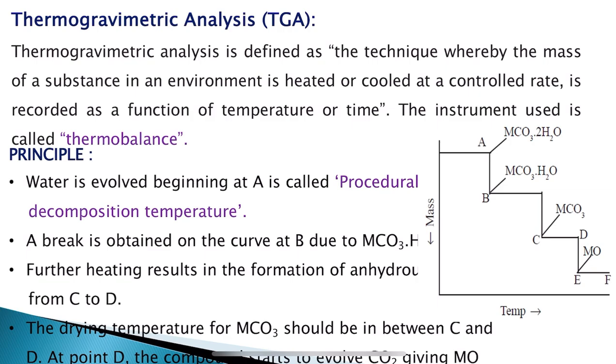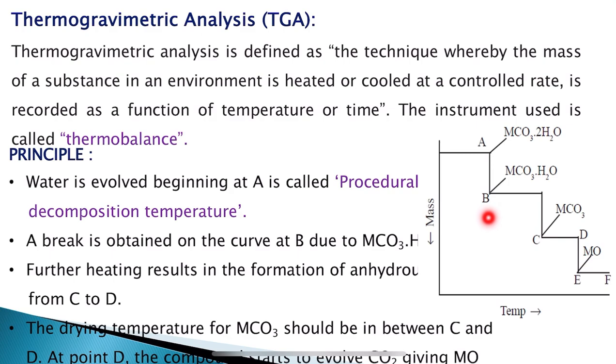A break is obtained on the curve at B. Here we can observe a break, due to the stoichiometry approaching that of MCO3·H2O. When two moles of water molecules are eliminated or evolved, based on the stoichiometry the molecular mass of this compound is reduced, because one water molecule is evolved and only one is left. MCO3·H2O is left at the point, or at the curve, B.